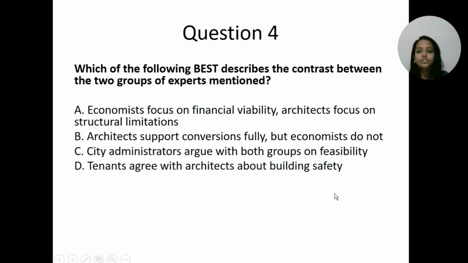Now, the question four, which of the following best describes the contrast between the two groups of experts mentioned? Option A, economists focus on financial viability, architects focus on structural limitations. Option B, architects support conversions fully, but economists do not. Option C, city administrators argue with both groups on feasibility. Option D, tenants agree with architects about building safety.